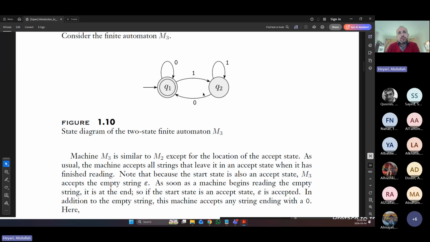So 1, 0 is okay. Countless many zeros are okay. And countless many ones followed by a 0, that's okay. So what can you infer? Anything that ends with a 0 is accepted. Right, right.